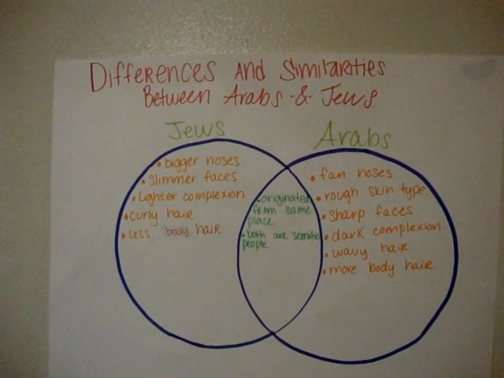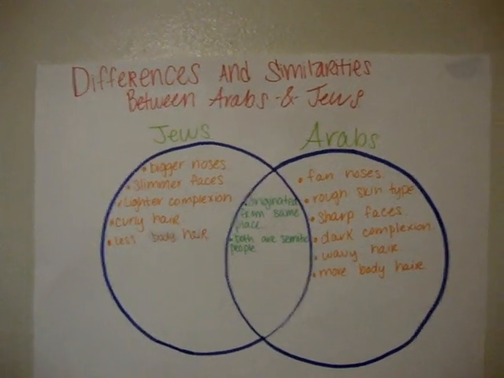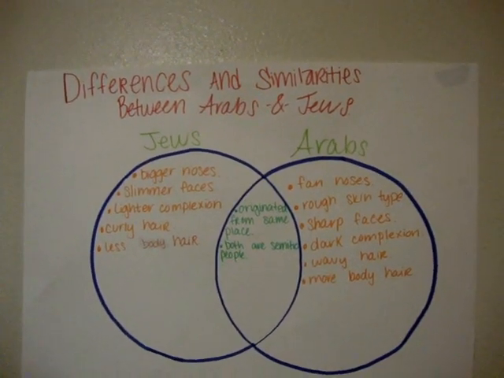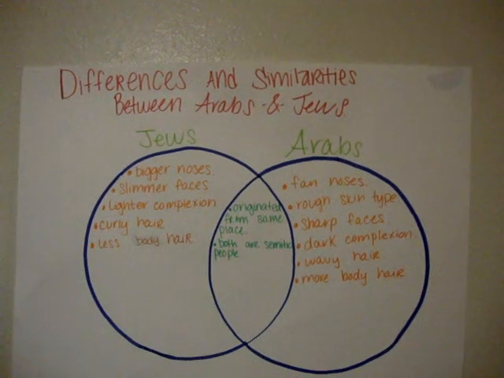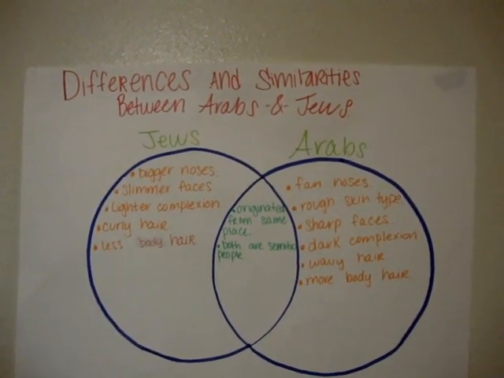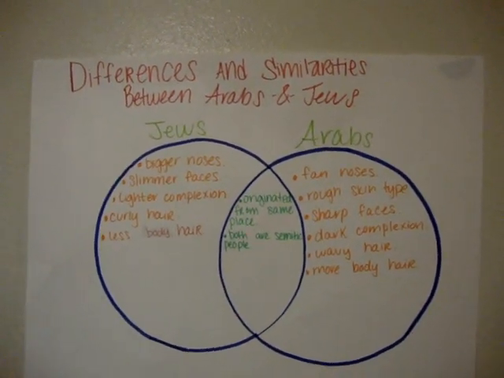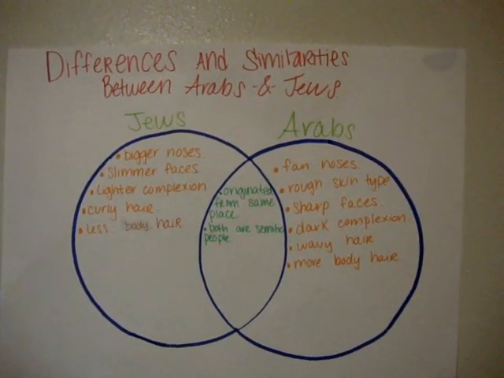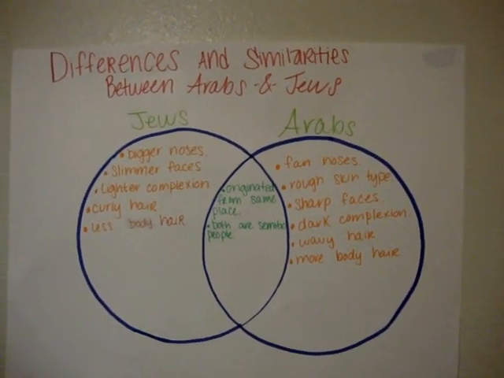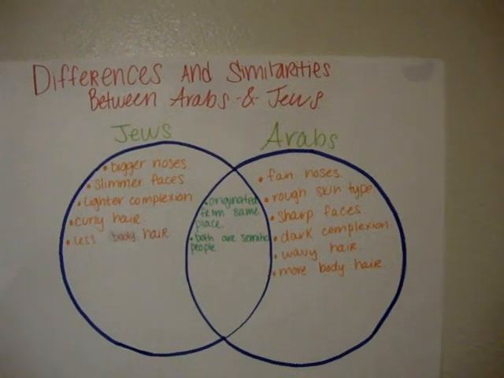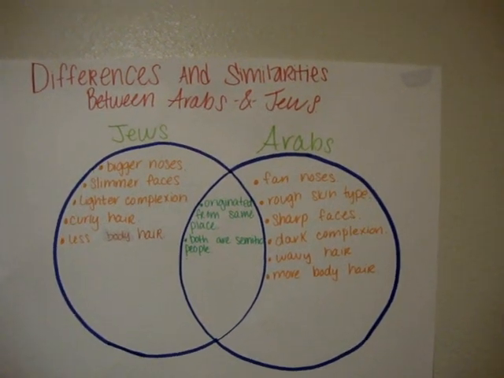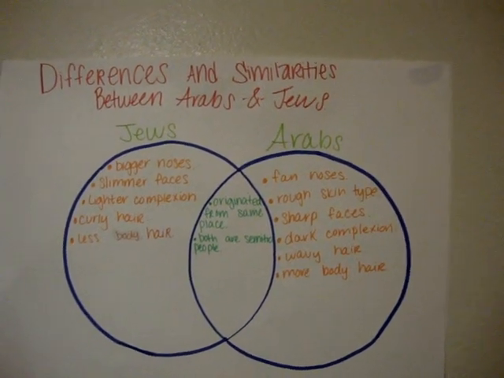Differences and similarities between Arabs and Jews. Some dominant traits for Jews are bigger noses, slimmer faces, lighter complexion, curly hair, and less body hair. Some dominant traits for Arabs are fan noses, rough skin type, sharp faces, dark complexion, wavy hair, and more body hair. They both originated from the same place, and they both are Semitic people.